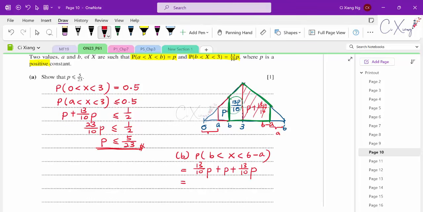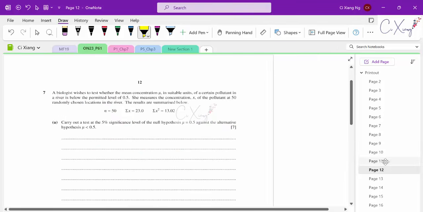Okay, so if you try to do some calculation and simplify it, you should get 3.6p for this question. So this is how we get the probability for this part. Alright, then let's proceed to part C.